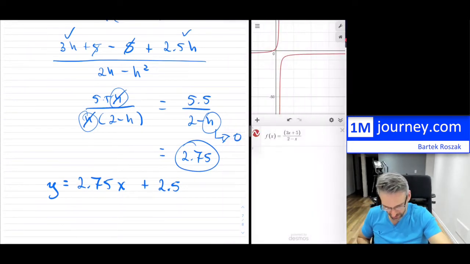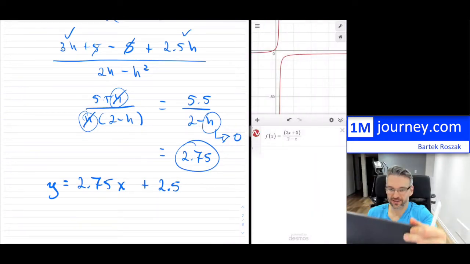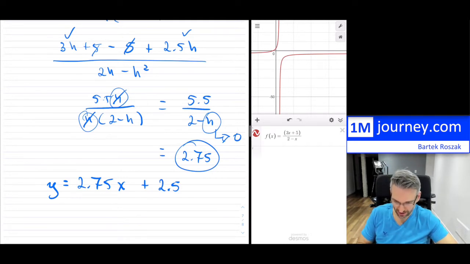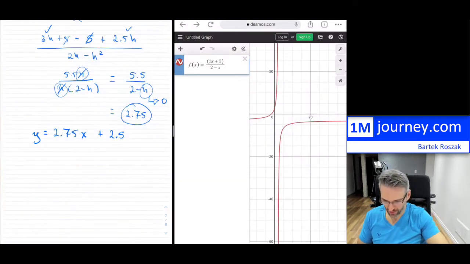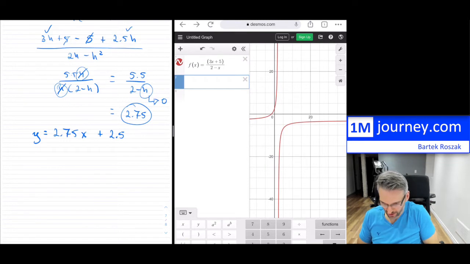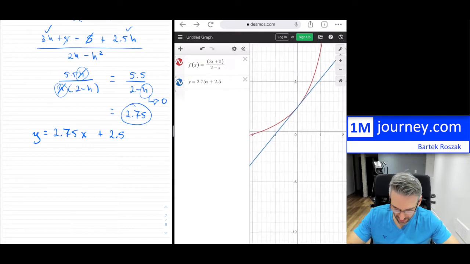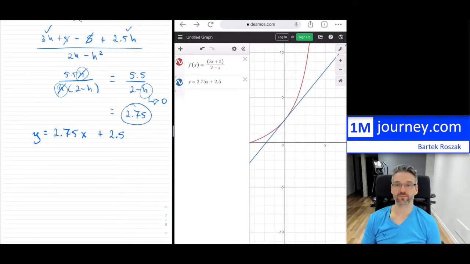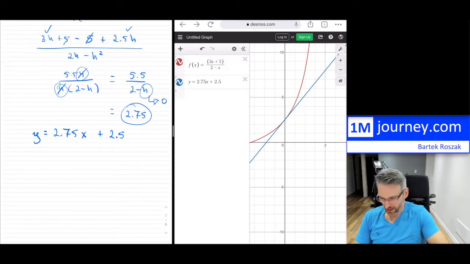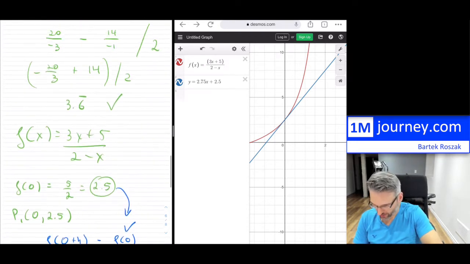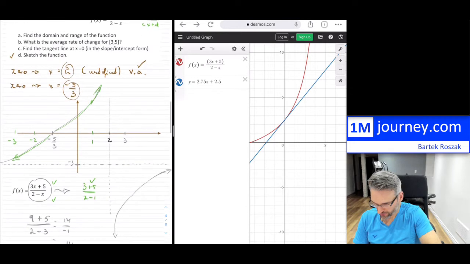Now, let's plot it in here and see how it will look on top of our graph. So y is equal to 2.75x plus 2.5. And notice, beautifully, the tangent goes in. Look at that. All right, so that's our tangent line. And so I think that takes care of question number 2 for us.